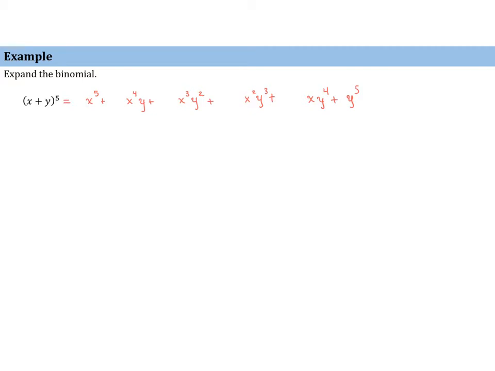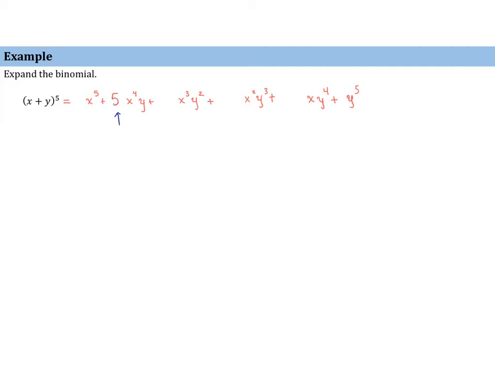Let's look now at the coefficients. The coefficient of the first term is always 1 initially. And then we'll look at the subsequent term. So we need to find the coefficient of x to the fourth y. To do that, we take the power on x, which is 5, and the coefficient, which is 1, and we divide by the fact that this is the first term. So it'll be 5 times 1 divided by 1. 5 times 1 divided by 1 is 5.